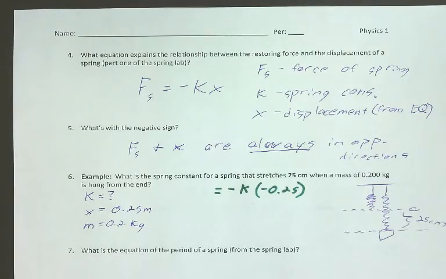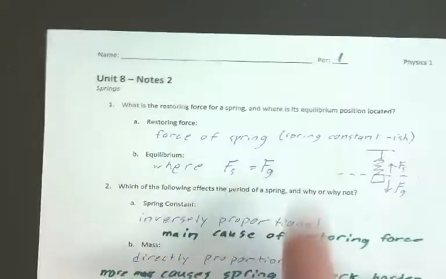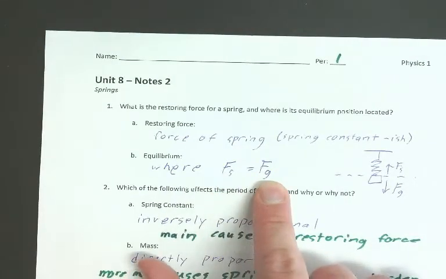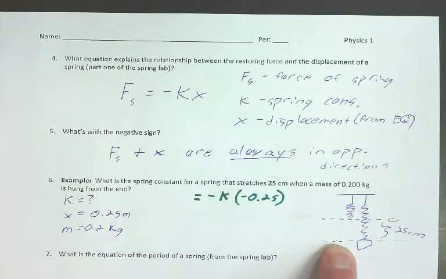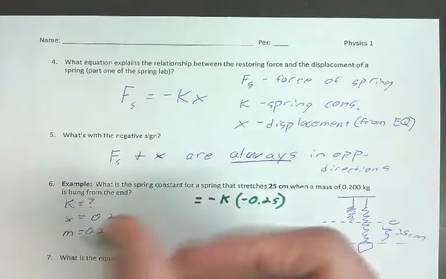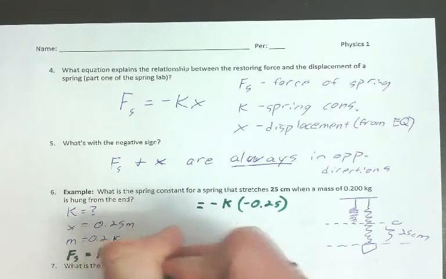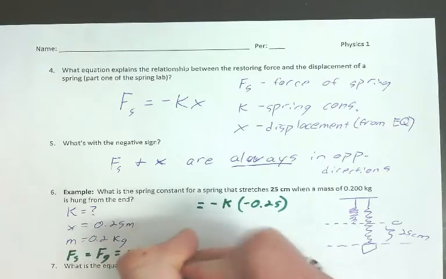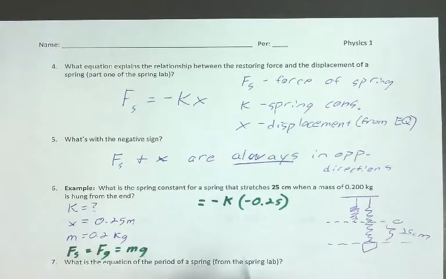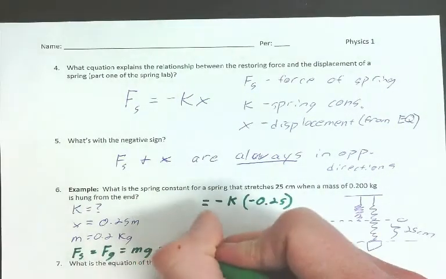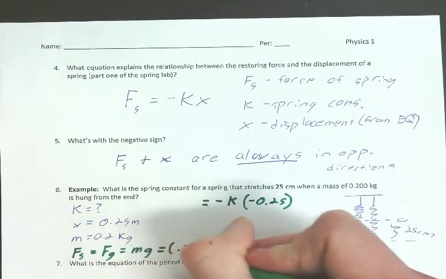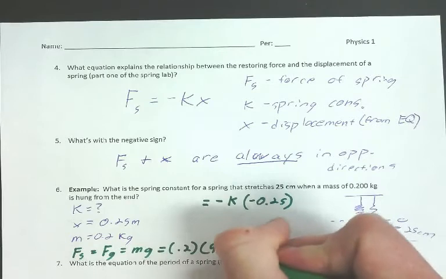I say to myself, okay, what's happening? I'm putting mass on the end and it's stretching it out. Why is it stretching it out? It's stretching it out because the force of the spring is equal to the force of gravity when we're just going to equilibrium, which is what we're doing. We're changing equilibrium from here to here. So my force of the spring is equal to the force of gravity, and the force of gravity is always mg. So I'm going to plug in for Fs, mass, which is 0.2, times g, which is 9.8.